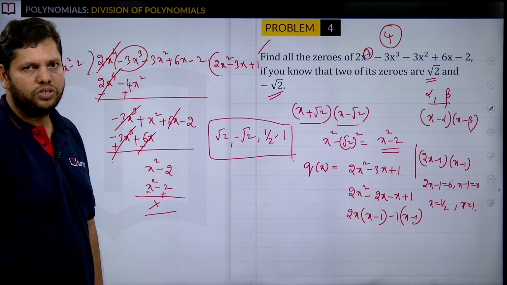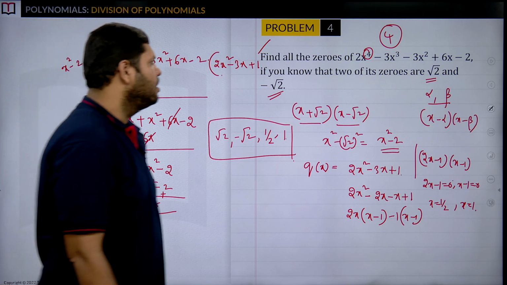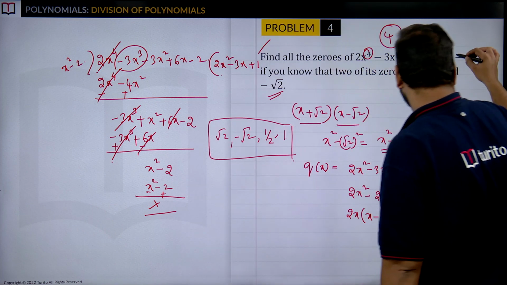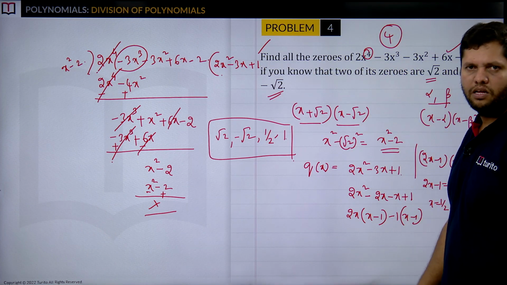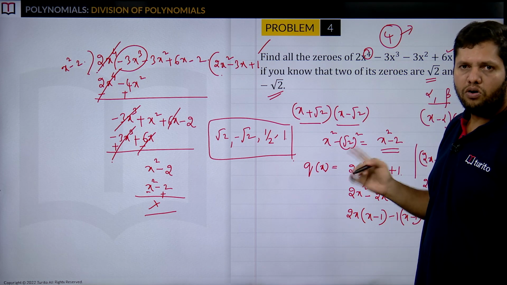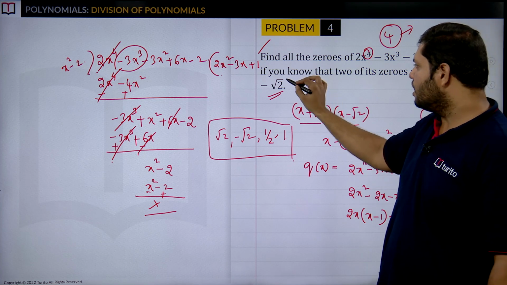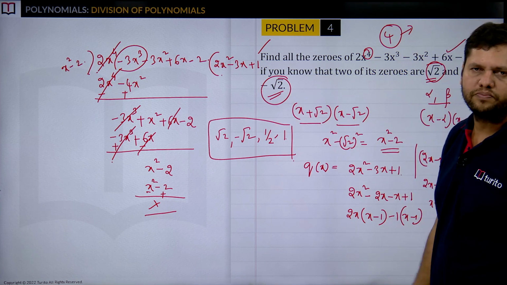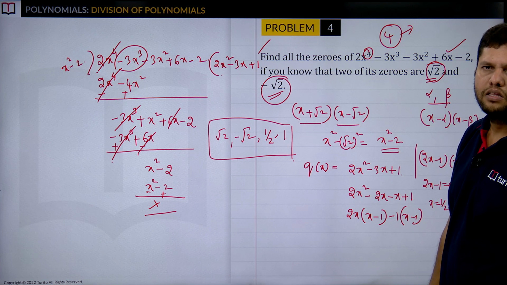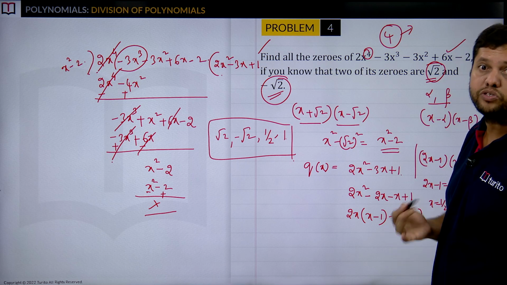Children, once look at the solution and see if you have any doubts. Question is very simple, children. They have given a biquadratic polynomial whose degree is equal to 4. That means it has a total of 4 zeros. Out of 4 zeros, they clearly mention 2 zeros. One zero is root 2, another zero is minus root 2. The 2 zeros are root 2 and minus root 2. And what are they asking, children? They are asking to find the remaining 2 zeros.